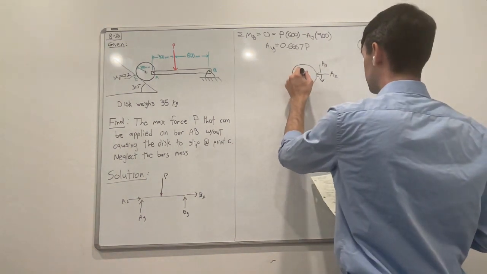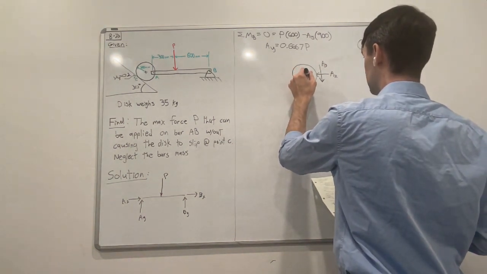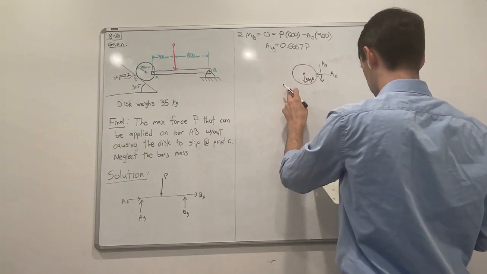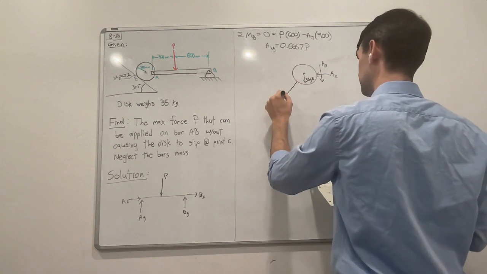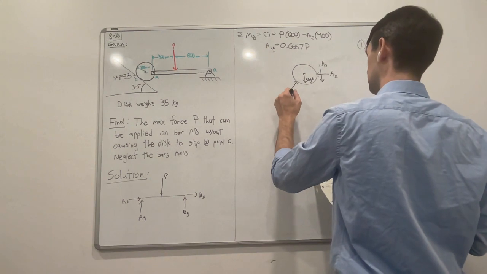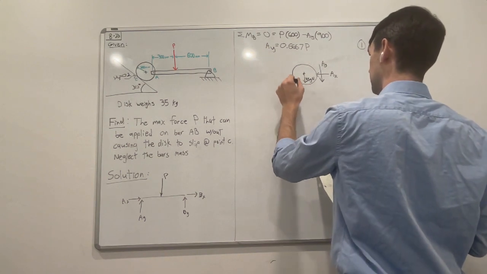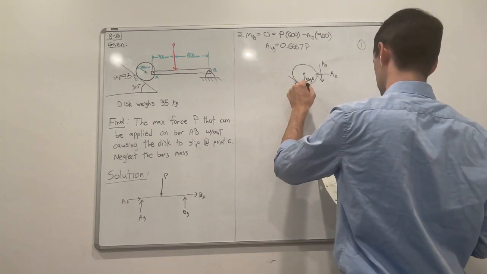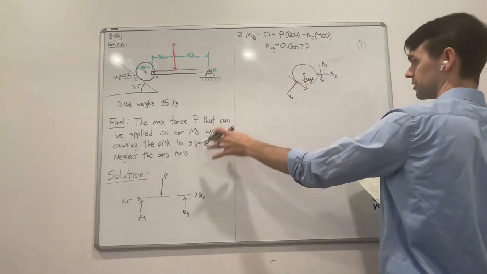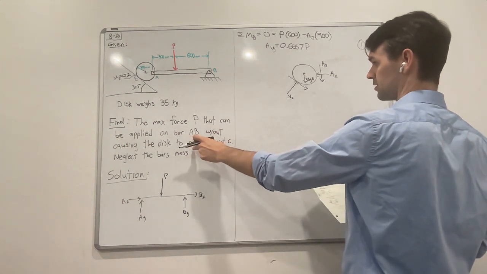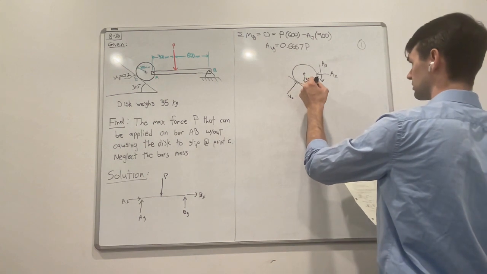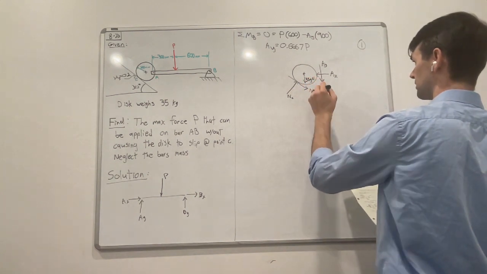The disk itself has a weight of 35 times G newtons, and there's going to be a normal force, which we'll call NC, and there's going to be a friction force, which, because we know we're trying to find the force at the point of slipping, I'm just going to go ahead and call NC times mu sub S.